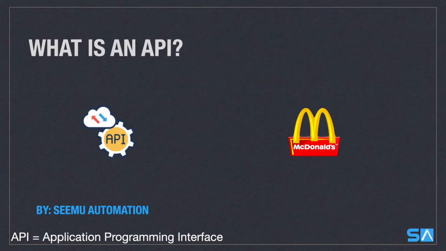Alright, let's get into what an API is. First of all, API stands for Application Programming Interface, and you're probably wondering, why do we have a McDonald's on the screen? Well, I'm going to use an example of ordering from McDonald's to compare UI automation versus API automation. So stick around and let's take a look at how it relates to McDonald's.